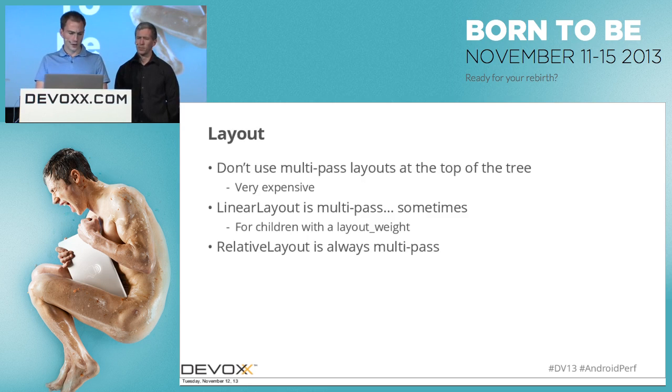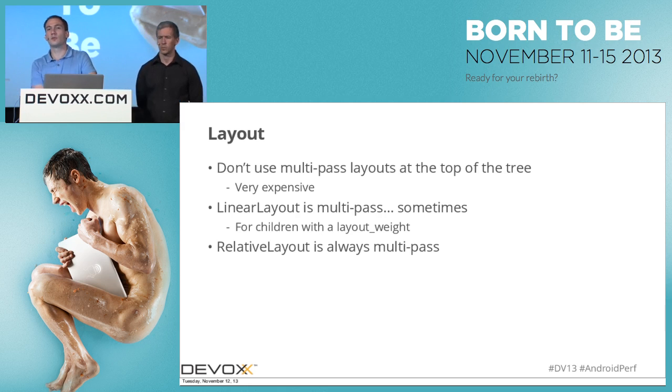I mentioned the new optimization for layouts in Android 4.4, and I wanted to go into more details about multipass layouts and why they're bad for your application. I mean, you've seen that example. It was a pretty simple view hierarchy, but the number of measure calls can quickly escalate, and those multipass layouts can become very, very expensive.